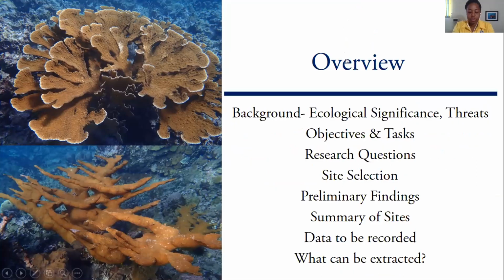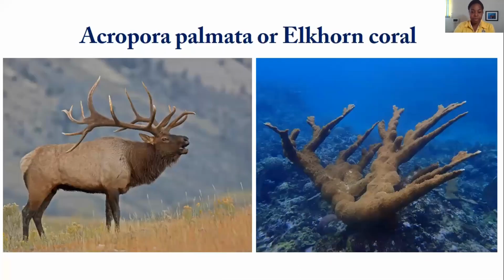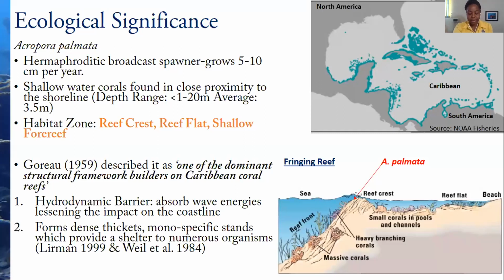Now, my main points of the presentation will fall under the following headings. I'll be looking at a brief background of Acropora palmata with regards to their ecological significance, the threats, my objectives and tasks, my research questions, the sites that were selected, the preliminary findings, a summary of the sites, the data that will be recorded in the future, and what can be extracted. Now, Acropora palmata, or the elkhorn coral, is a shallow water branching coral that is a hermaphroditic broadcast spawner in nature.